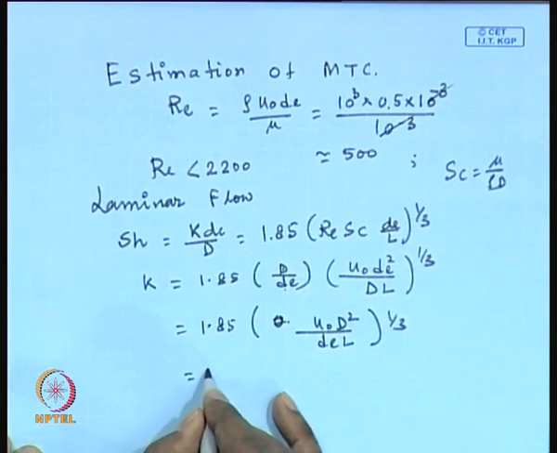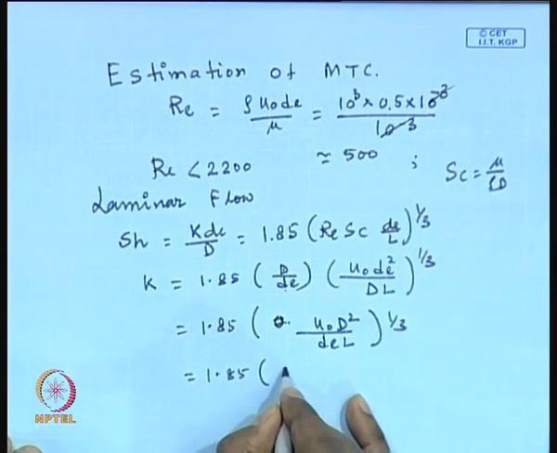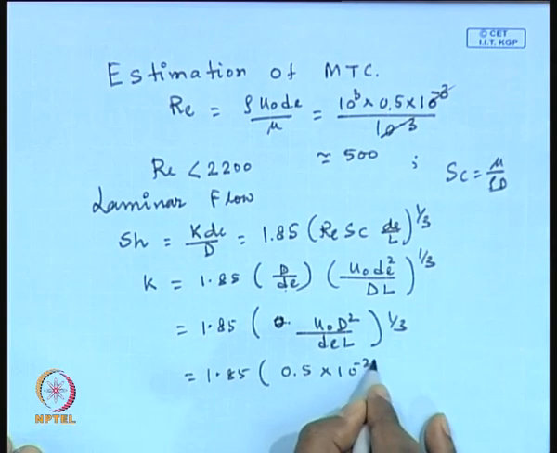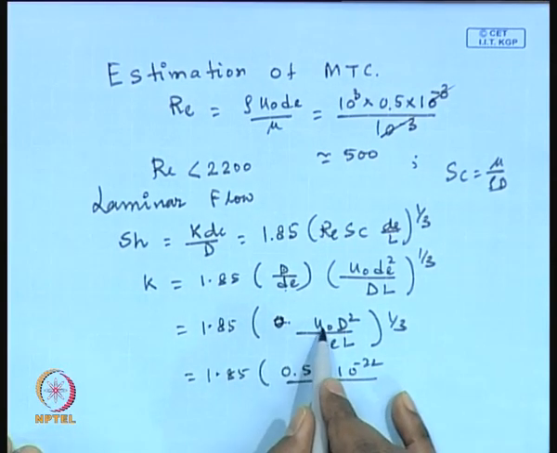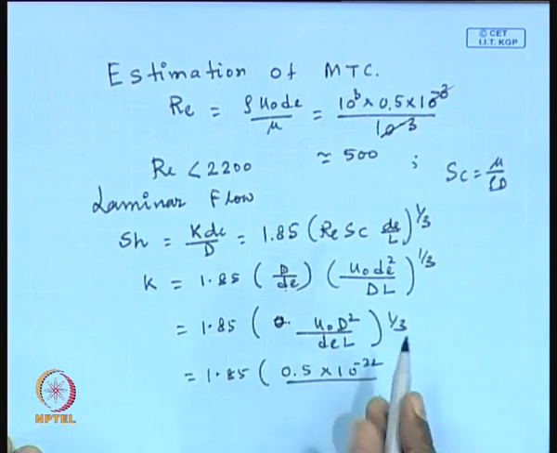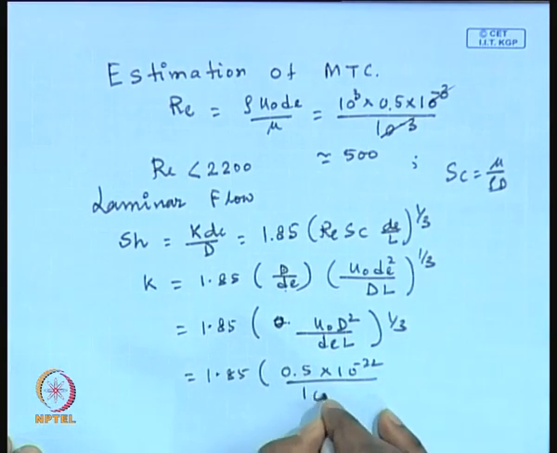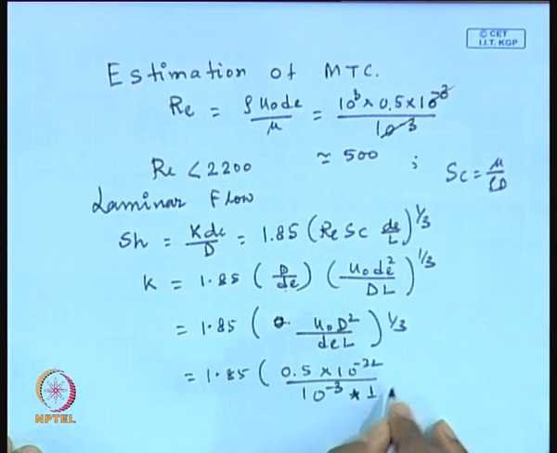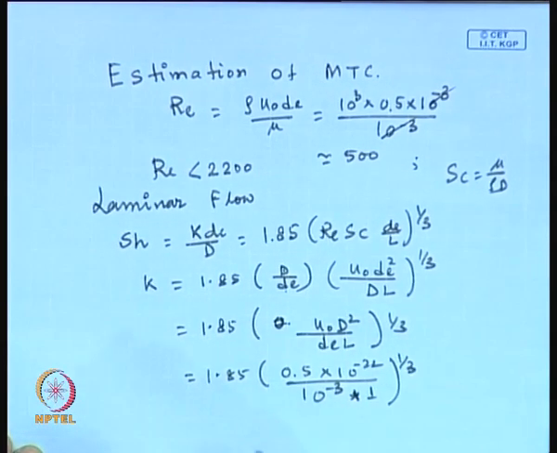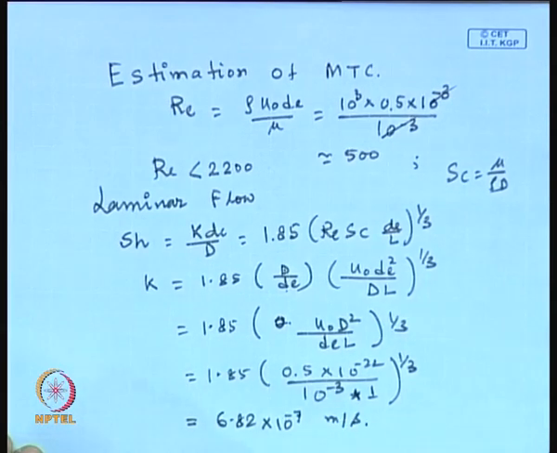If you absorb d by d within this bracket. Okay. So, this will turn out to be 1.85 into 0.5 into 10 to the power minus 22. 0.5 is velocity value, d is 10 to the minus 11. So, d square will be 10 to the minus 22, dE will be 10 to the minus 3, length will be 1, right, raised to the power 1 upon 3, and this will return you a value of 6.82 into 10 to the power minus 7 meter per second. So, you can estimate the mass transfer coefficient by looking into the flow regime and selecting the appropriate Sherwood number relationship for that particular flow regime.